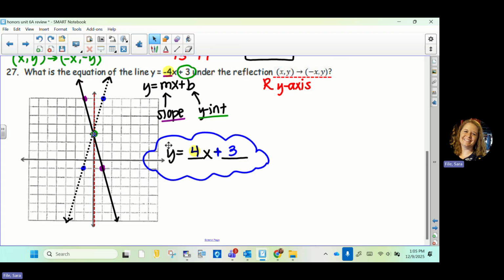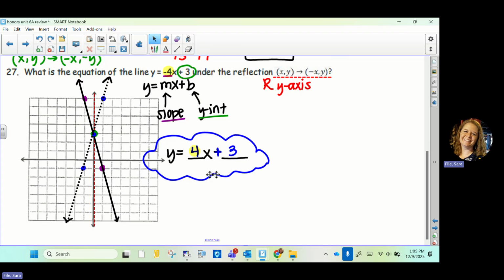Now, the y-intercept is on the y-axis, so it doesn't go anywhere in a reflection over the y-axis. But this point moved from the right to the left, and this point moved from the left to the right. So this dotted line is the reflection. Does that make sense?